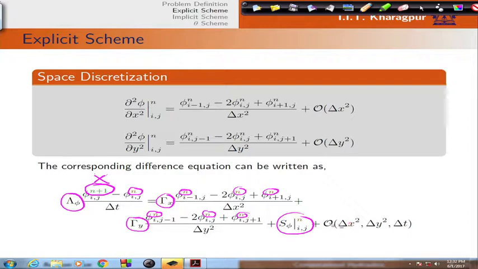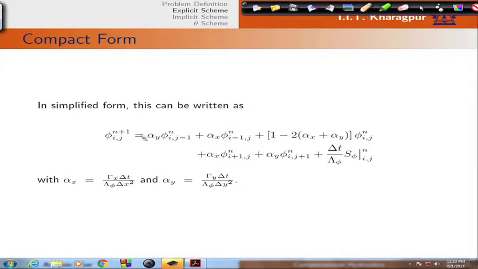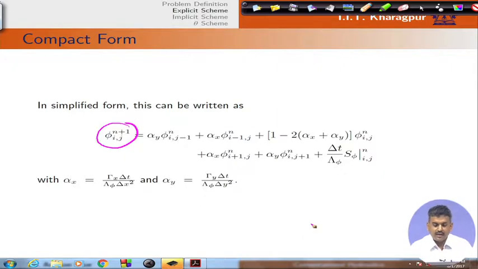In this case, we can see that overall truncation error for this scheme is del x square, del y square, because of two spatial derivatives, second order spatial derivatives for phi in x and y directions, and del t, this is coming from the temporal discretization of the time derivative. With this, if we start simplifying the equation, we can write it like this: only unknown term in the left hand side, others are known.